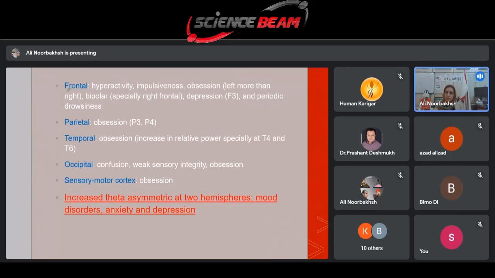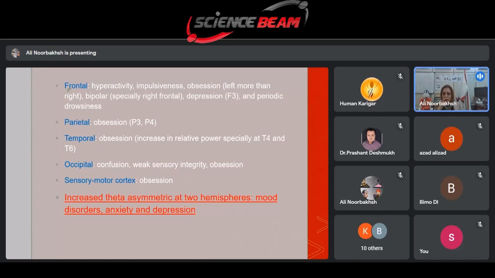If theta increases on the frontal lobe, it's related to hyperactivity, impulsiveness, obsession, left more than right, okay? Bipolar, especially right frontal, depression, especially on F3, and periodic drowsiness. If it increases on the parietal lobe, it's related to obsession, especially P3 and P4. And if theta increases on the temporal lobe, again, it's related to obsession.